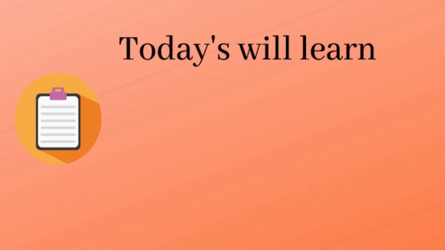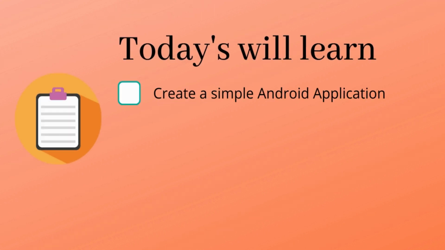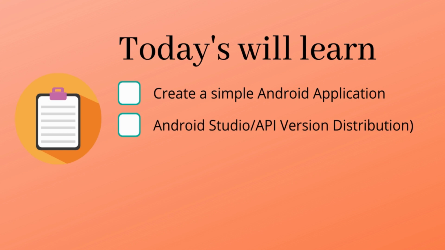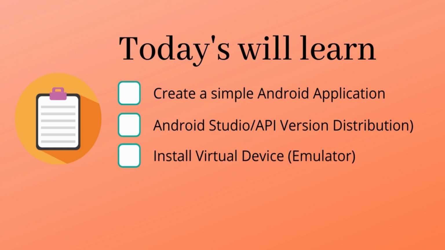Hello friends, in the previous tutorials we have seen how to install JDK and how to install Android Studio. So we have pretty much everything to start. Today we'll create a simple application, and while creating an application we'll get to know which version of API or which version of Android we should use, which will support more devices, and also we'll be seeing how to install an emulator to run our applications.